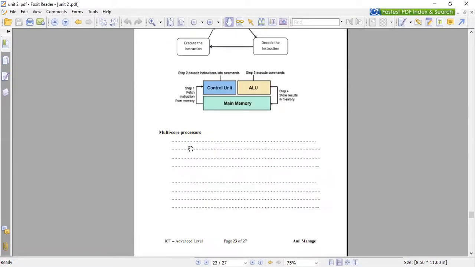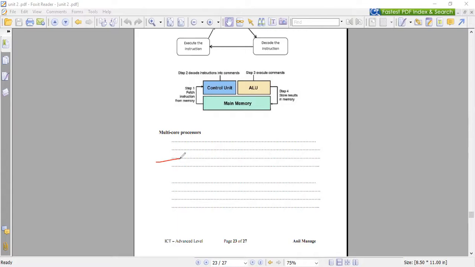Okay, then we'll go to the multi-core processor. Multi-core means there are several cores. That means several processors inside one processor. This i3, i5, i7, these are all multi-core processors, right? Under this multi-core processor, write down.